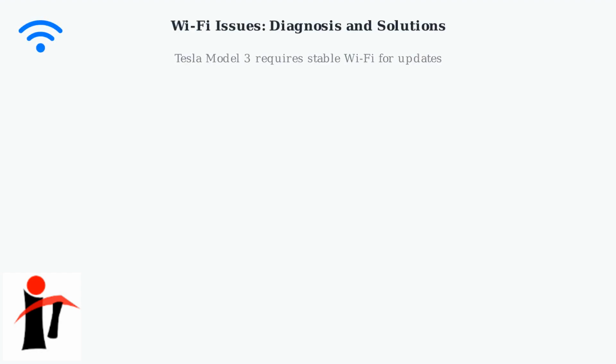First, ensure your car is parked in a location with good Wi-Fi coverage. Most update problems stem from connectivity issues. Tesla Model 3s require a stable Wi-Fi connection to download updates. A weak signal is a primary culprit for failed downloads.